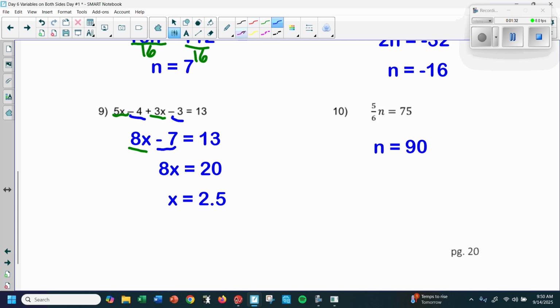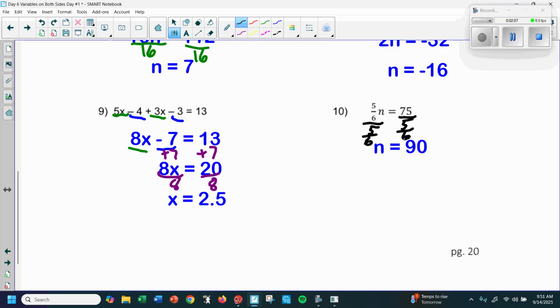You then do a two-step equation. Add the 7. You get 20. If you're multiplying by 8, divide by 8. Okay? And then number 10, you had two different options. You can either multiply by the reciprocal on both sides, and that would get your answer like that. Or, if you prefer, you could just divide both sides by 5/6. And there it is. Either one gets you the right answer.